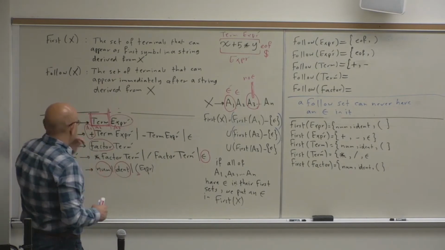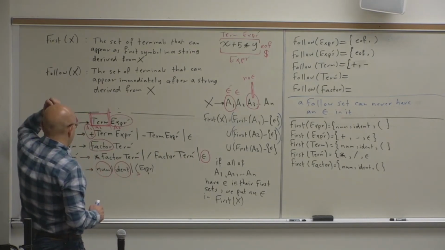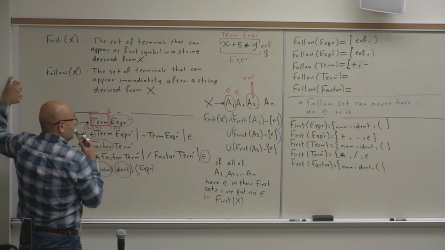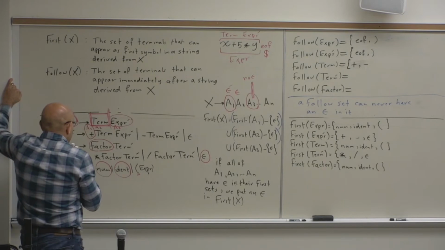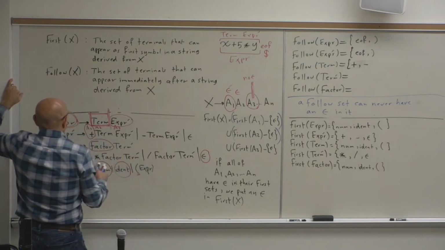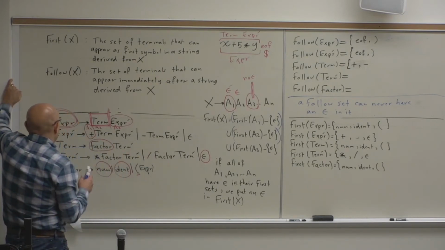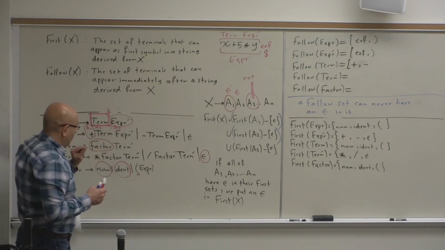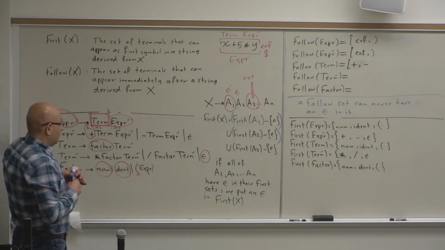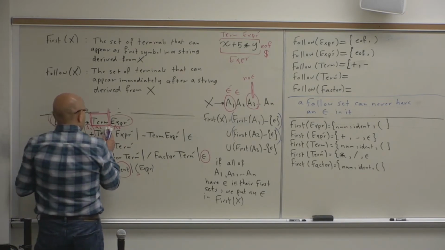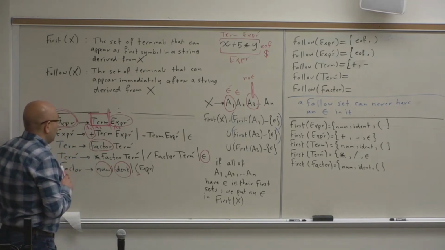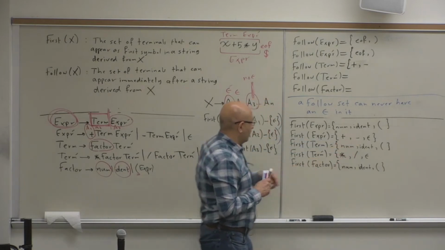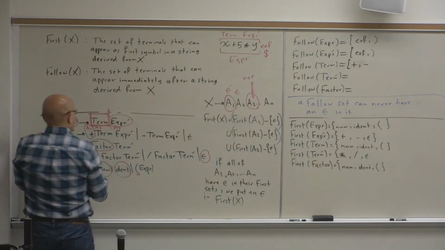Now, for term then, term is followed by expression prime. So we put the first of expression prime. Now, one more thing: that's why computing the follow set is a little bit tricky. Term is followed by expression prime, but expression prime has an epsilon in its first set, which means that I can substitute epsilon.